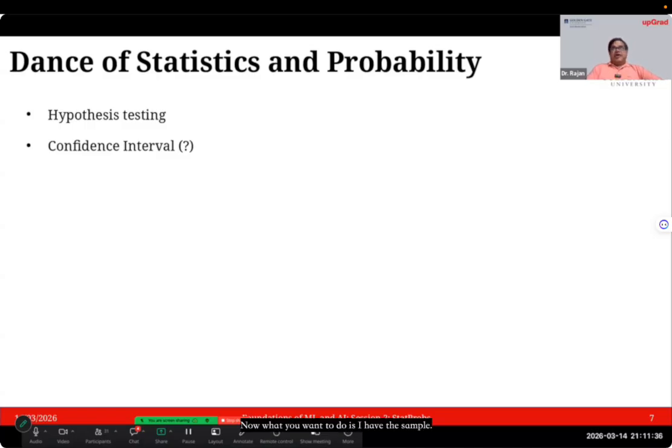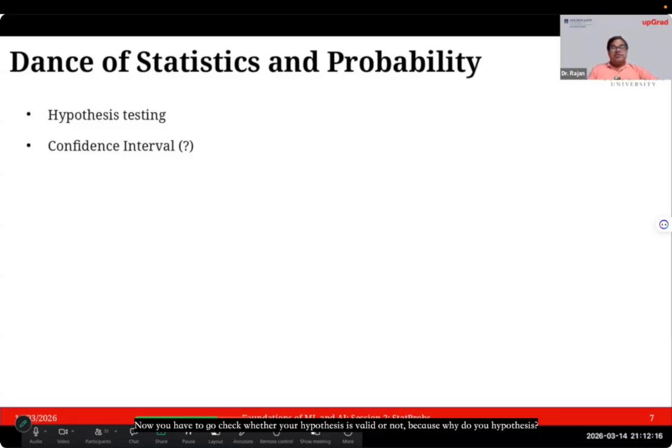Now what you want to do is, I have the sample, and now I'm going to hypothesize that the average salary of medical sales representatives in Mumbai is 65,000 rupees per month. Well and good. 65,000, 85,000, 95,000. You say tomato, I say tomato, let's call the whole thing off. No, you cannot call the whole thing off. Now you have to go check whether your hypothesis is valid or not.